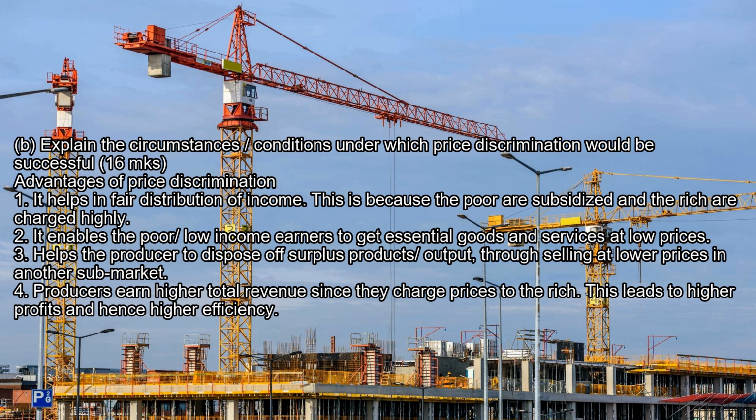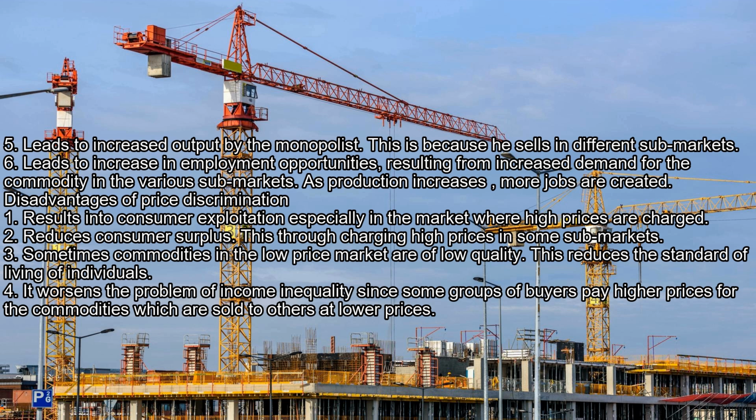3. Helps the producer to dispose of surplus products/output through selling at lower prices in another submarket. 4. Producers earn higher total revenue since they charge high prices to the rich. This leads to higher profit and hence higher efficiency. 5. Leads to increased output by the monopolist. This is because he sells in different submarkets. 6. Leads to increase in employment opportunities, resulting from increased demand for the commodity in the various submarkets. As production increases, more jobs are created.